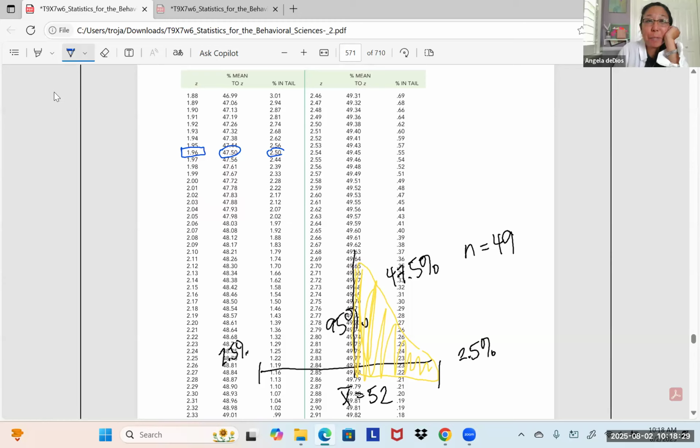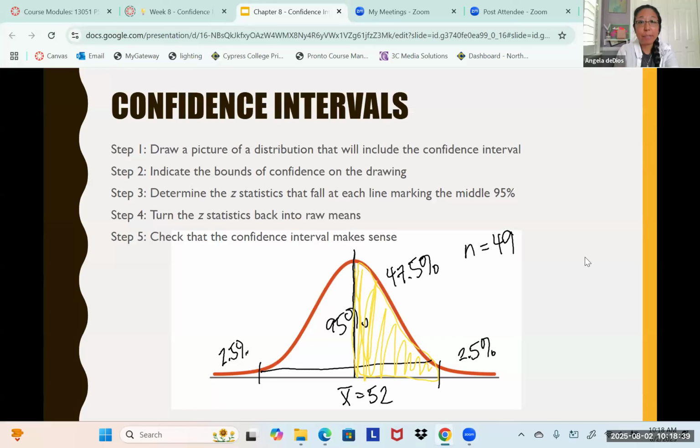Now, that should seem like a familiar number to you. We had 1.96 when we were doing a hypothesis test, but I want you to note that this is not the same thing as doing a hypothesis test. Okay, we are going to label our z-scores here, and here. All right, now we turn the z-statistics back into raw means, okay?